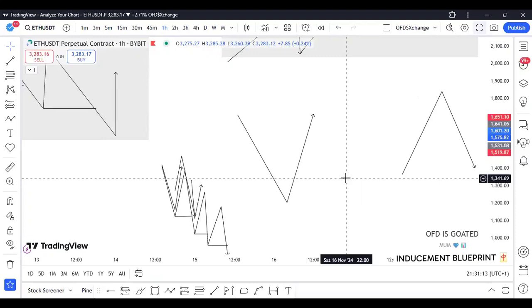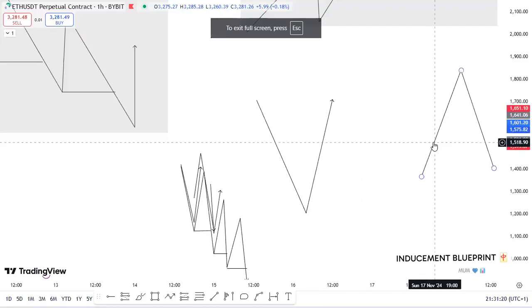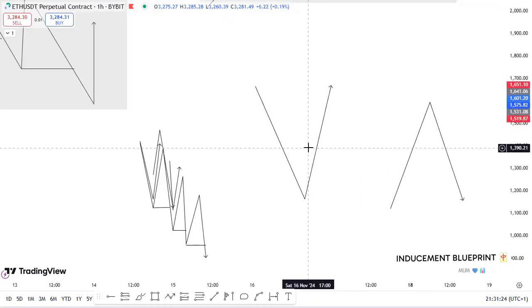So that's nice. Like I said now, these structures are just the combination of this A-shaped pullback and then the V-shaped pullback. So now the question here is, how do we know that this one is valid and then this one is not valid?